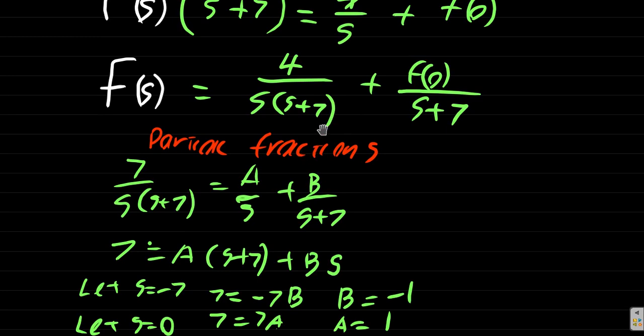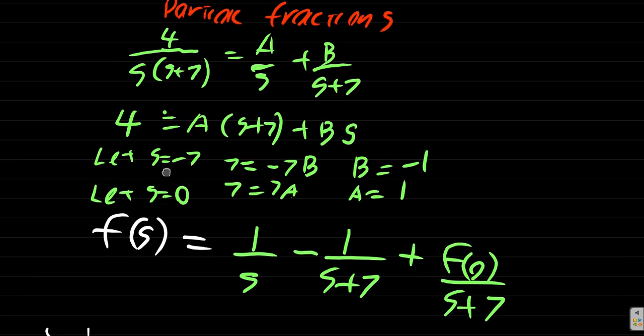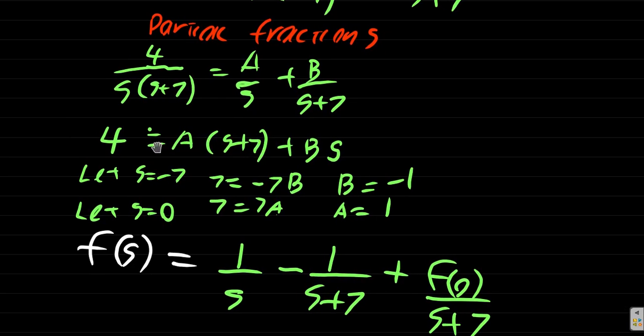Then when we multiplied out everything, what we would get is 4 equals A times something plus B times something. Then we make s equal negative 7. This would have been 4 equals all of this, so B would be 4 over negative 7, so negative 4 over 7.